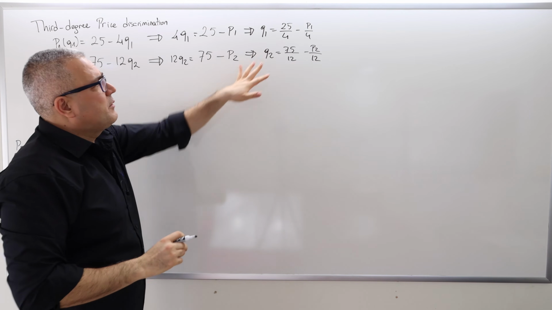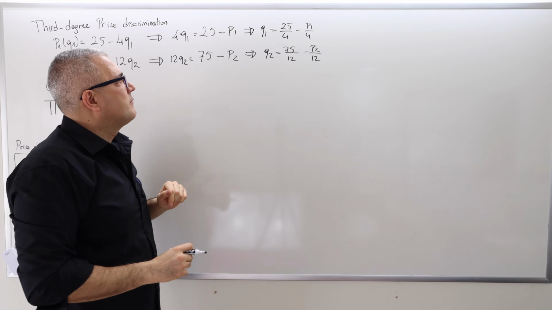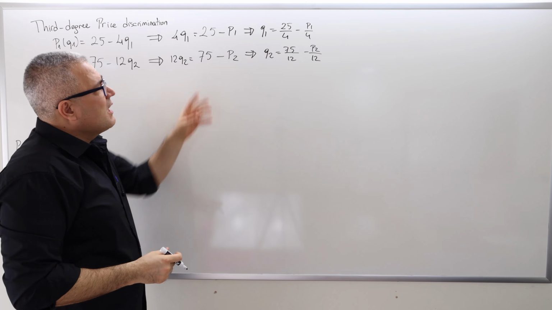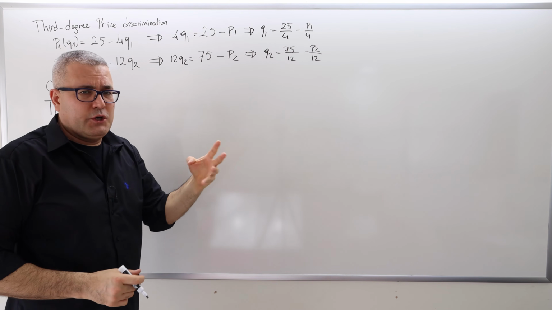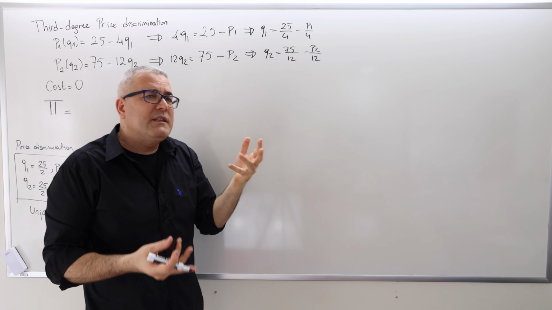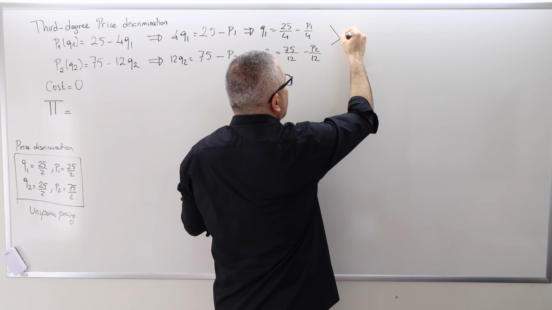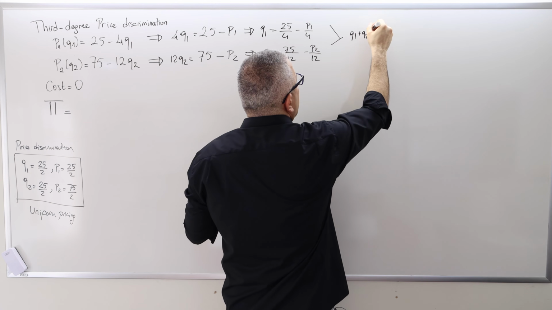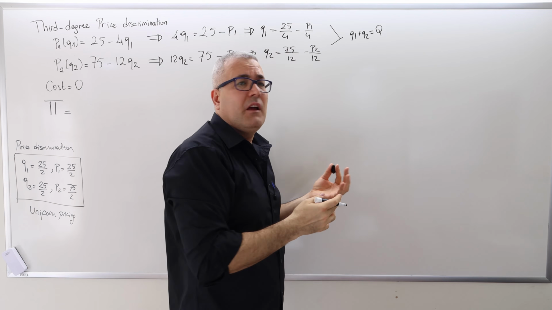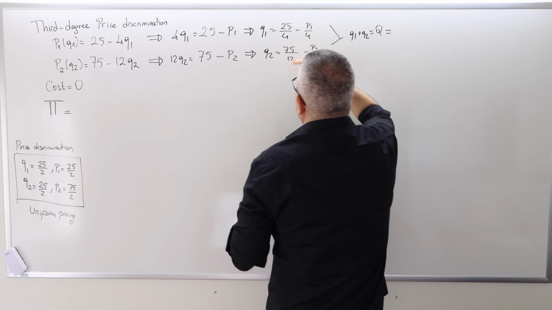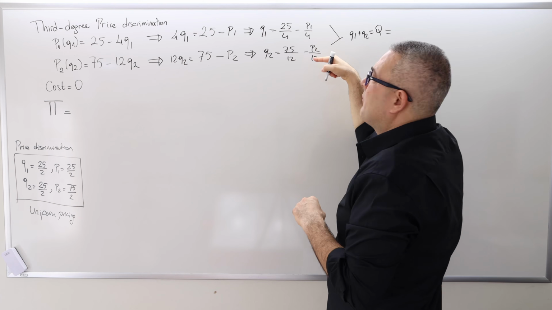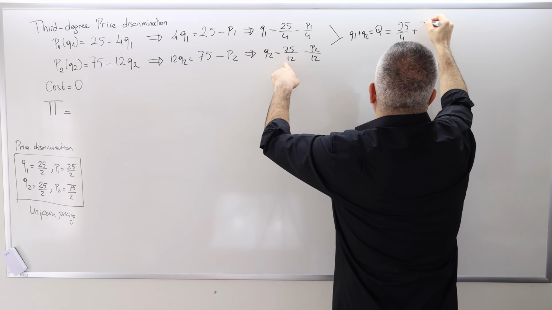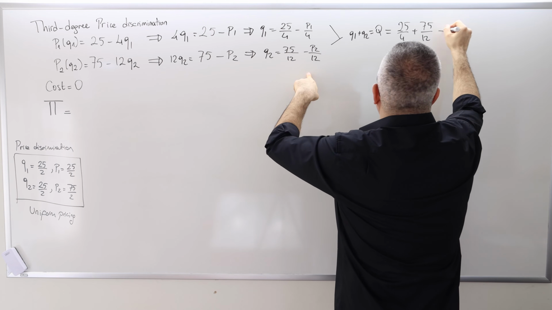All right, you can make simplification here. Let's ignore it for a moment. So given that these are the demand curves for each group, what is the aggregate demand? Well, then the aggregate demand is Q1 plus Q2. I'm going to denote it as capital Q. All right, so what is that equal to? I just basically add those numbers up. So it's 25 divided by 4 plus 75 divided by 12 minus P.